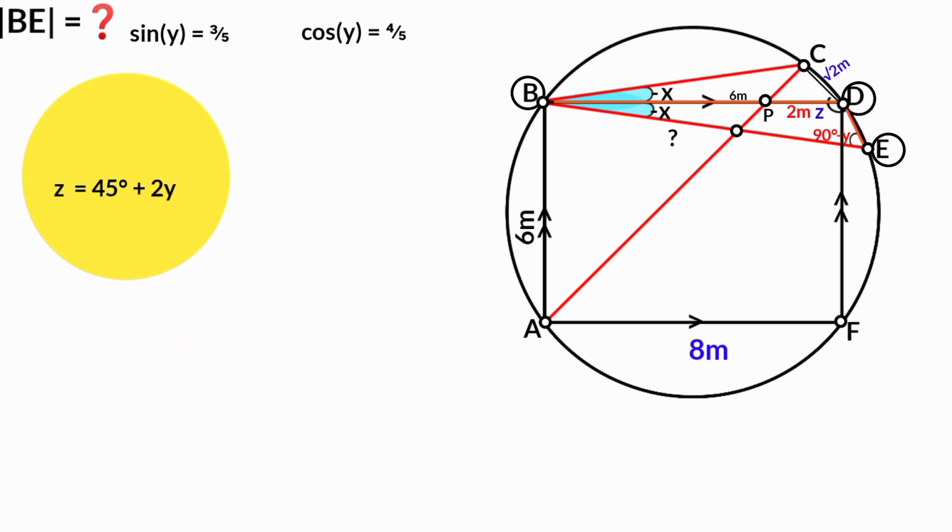We take the cosine of both sides. So cos z equal to cos of 45 degrees plus 2y. Now what is cos of 45 degrees plus 2y?